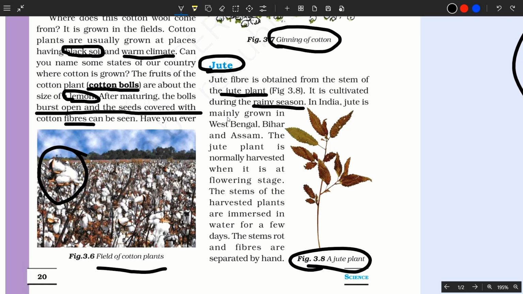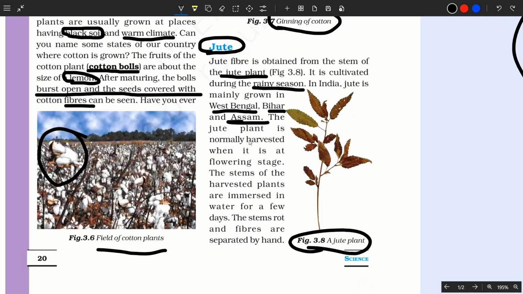In India, jute is mainly grown in West Bengal. Where can we see more jute in India? It's West Bengal, Bihar and Assam. Here we can see more jute in India in West Bengal, Bihar and Assam.